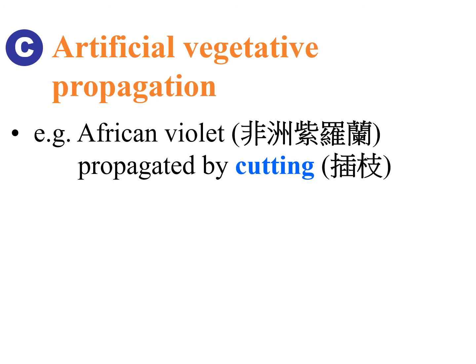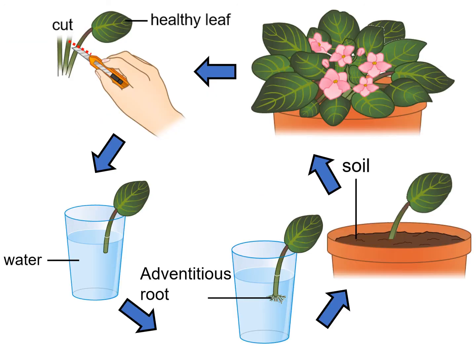So there is a final method for vegetative propagation. That is, we do it artificially with our own hands. 人工咁做. For example, by cutting, 插枝, using the plant called 非洲紫羅蘭, African violet. The idea is very simple. You get a fresh leaf from the African violet, cut it out, and then you put it into the water, wait for some time, allow the roots to grow out.